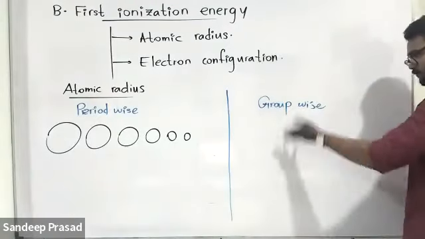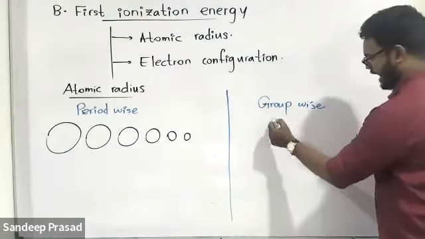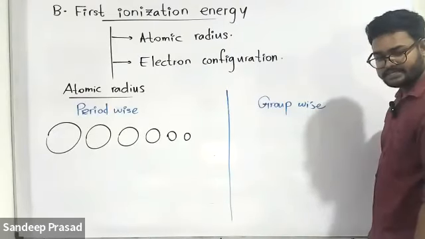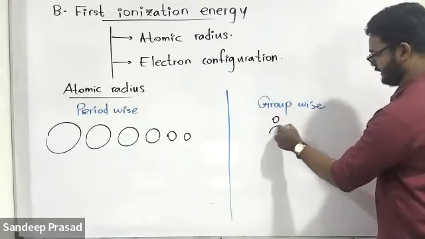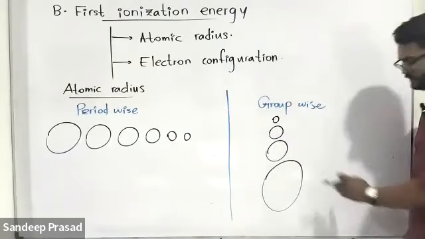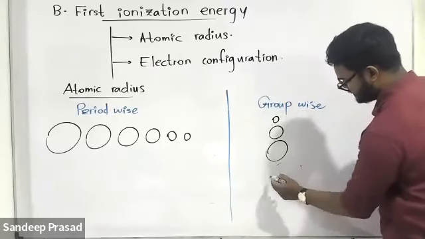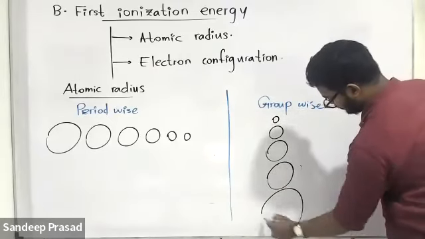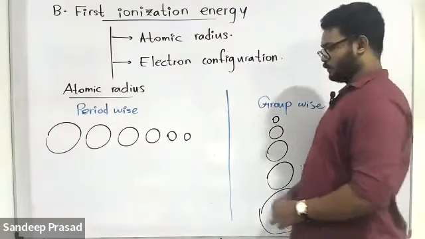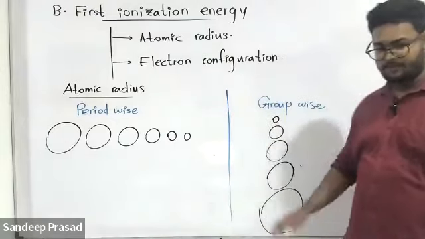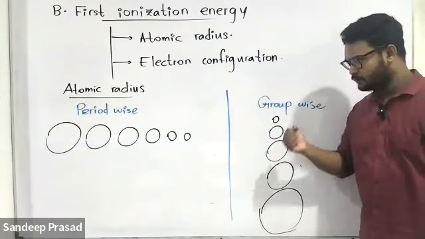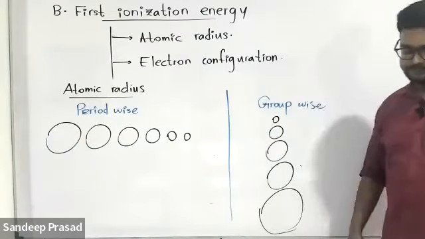Tell me group wise, how is the atomic radius behaving? Group wise, what will happen to the radius? Increasing, because we know that the number of energy levels is increasing, therefore for sure atomic radius is increasing, right? Now if you can remember these two patterns, you should be able to tell me how the ionization energy varies, right?